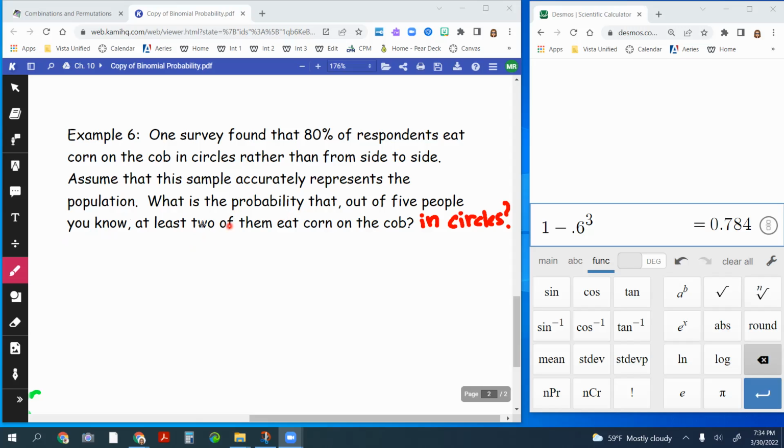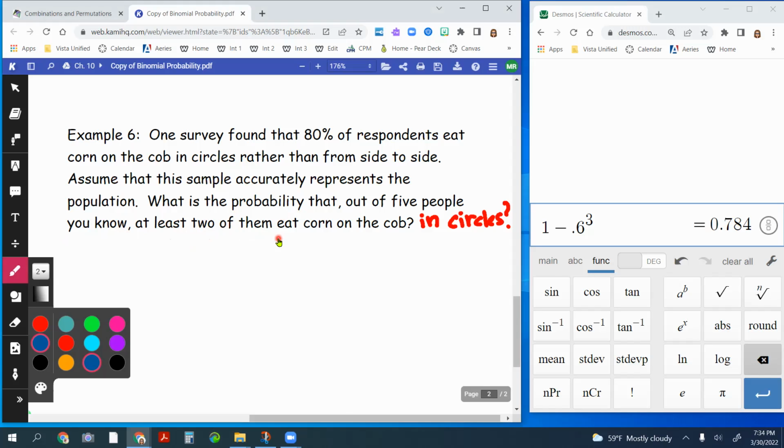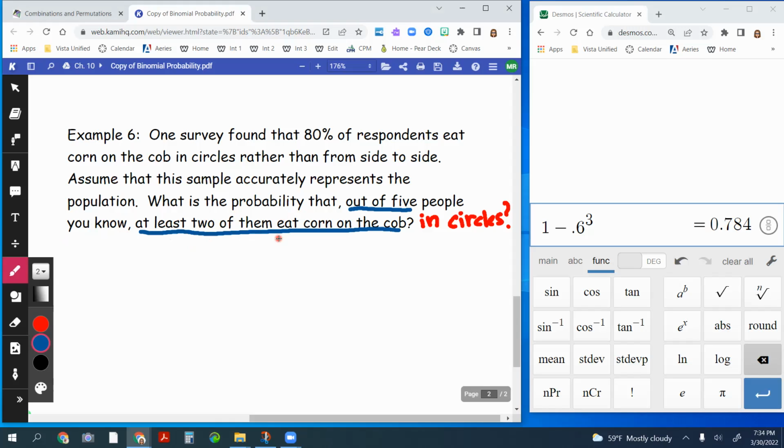So in this case, we have 5 people and at least 2 of them. We have to be careful with that word, at least. At least 2 of them eat corn on the cob out of 5. What does that mean? It means 2 or 3 or 4 or 5, because there's 5 of them. Now, what did I not list out of 5? I did not list 0 or 1. So I could either figure out 4 different probabilities and add them together, or I can figure out 2 and subtract it from 1 whole.